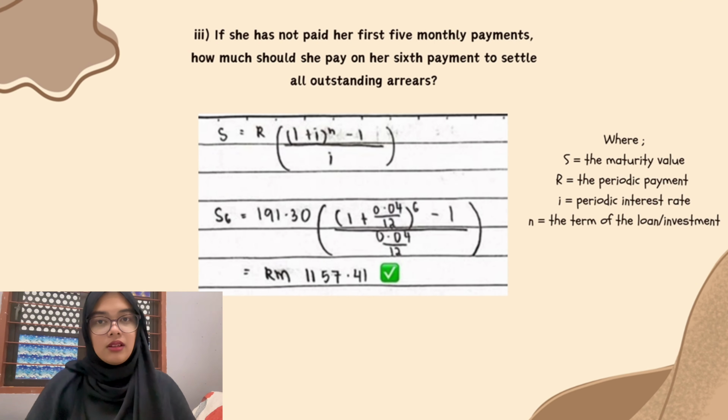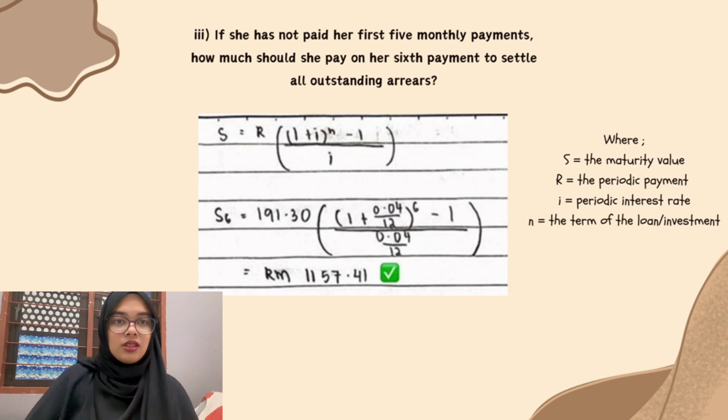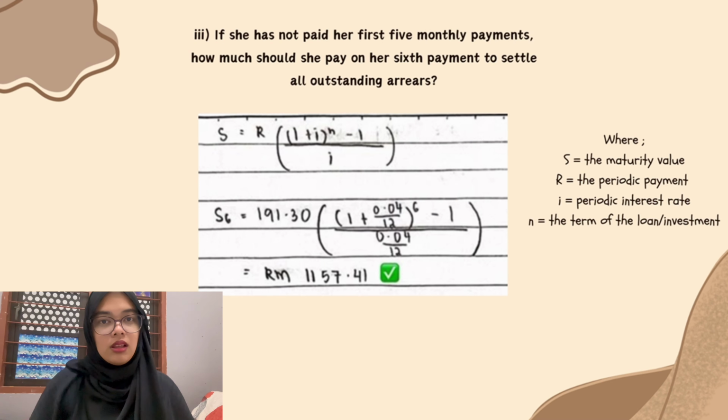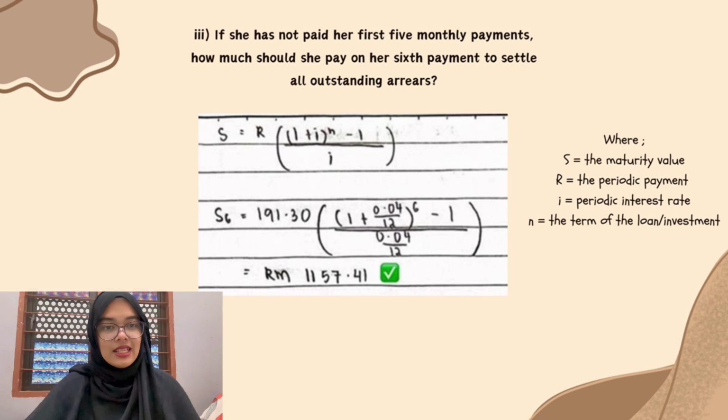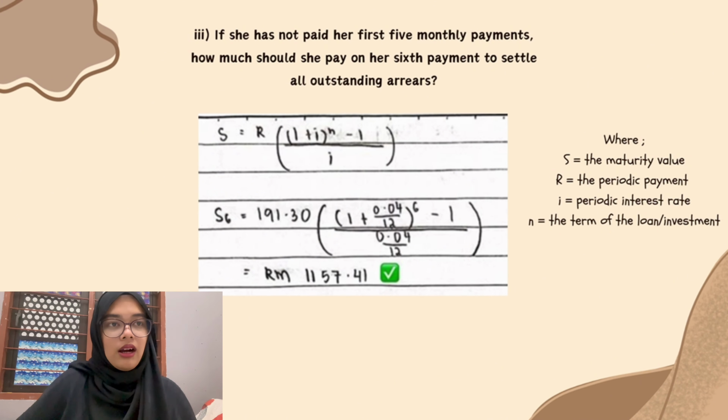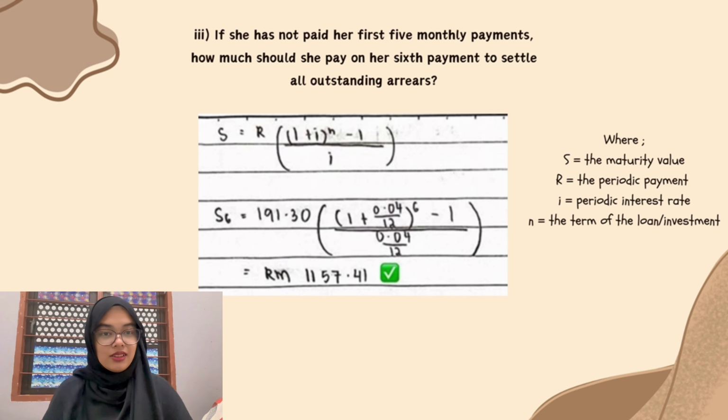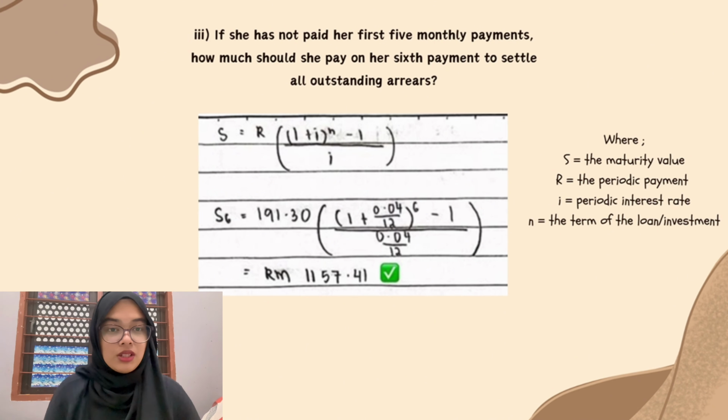If she has not paid her first 5 monthly payments, how much should she pay on her 6th payment to settle all outstanding arrears? So for arrears, we have to use the formula S. The formula S is S equal to R in bracket 1 plus I close bracket to the power of N minus 1 division I close bracket. The meaning of S is the maturity value, R is the periodic payment, I is the periodic interest rate, meanwhile N is the term of the loan or investment. Let's calculate the answer. N is 6 because the first 5 monthly payments were not paid and include the month she wants to pay this month.